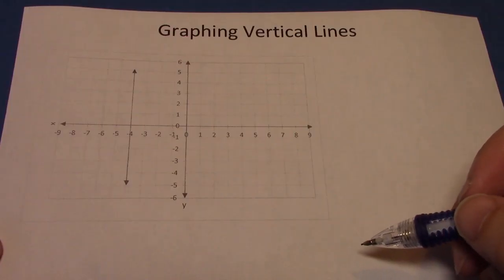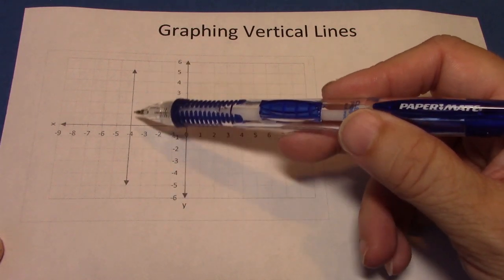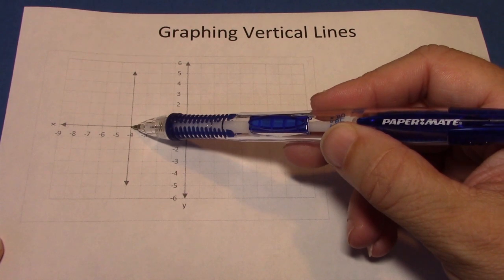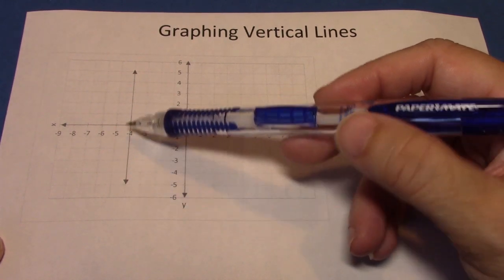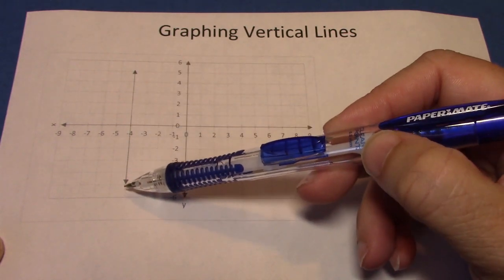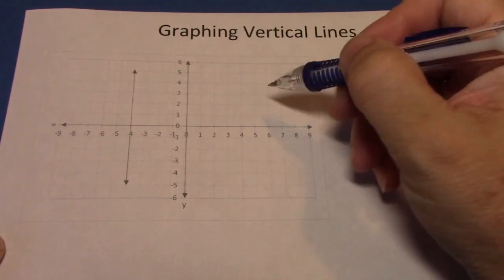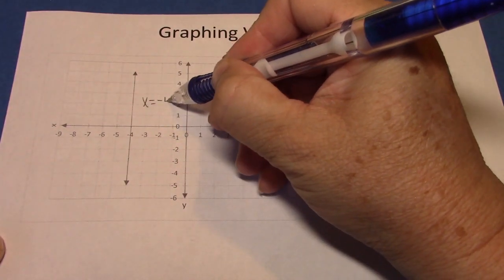And here's an example of a vertical line. This line here intercepts or crosses the x-axis at -4. And then it goes forever and ever up and down, all the places where x is -4. So we say that its equation is x equals -4.